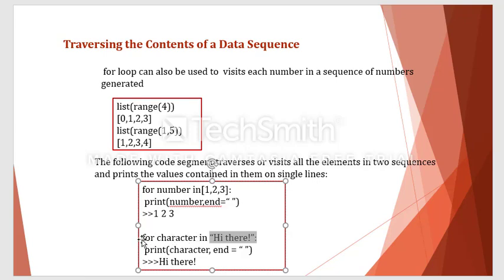Okay, so print character comma end space. After printing this I need to end with some space. Okay, so here like this we can use this for loop with the lists also. Okay, similarly with the strings also.